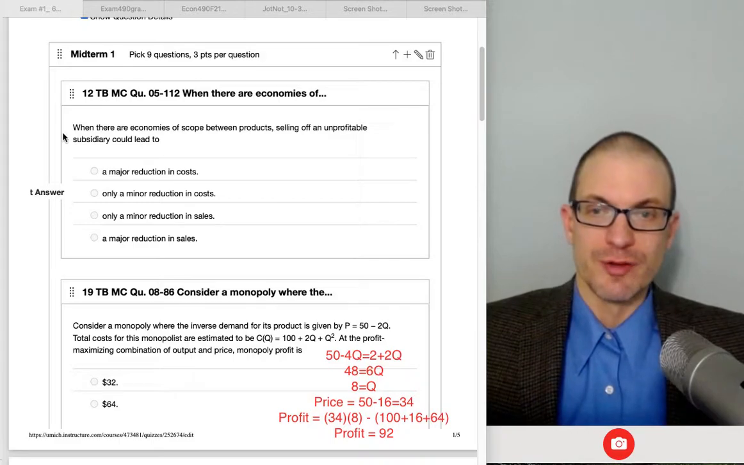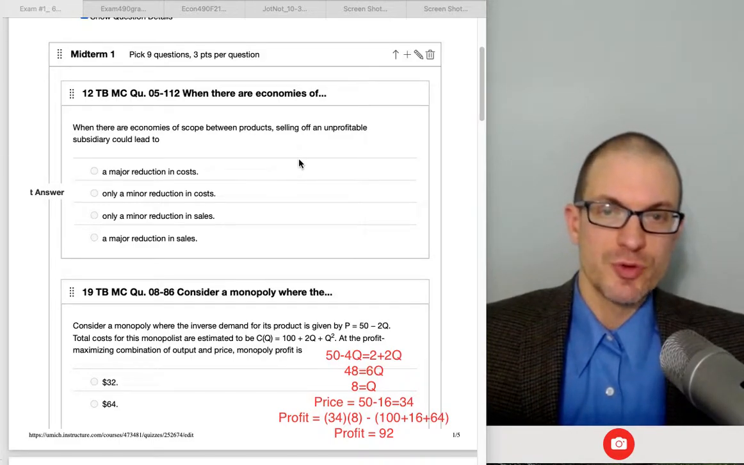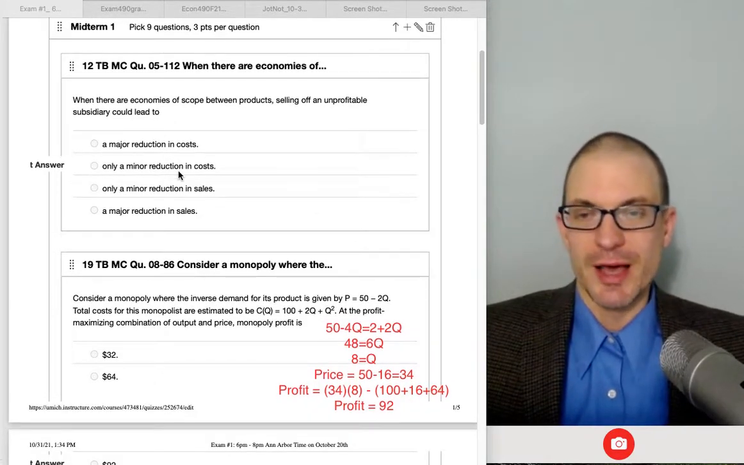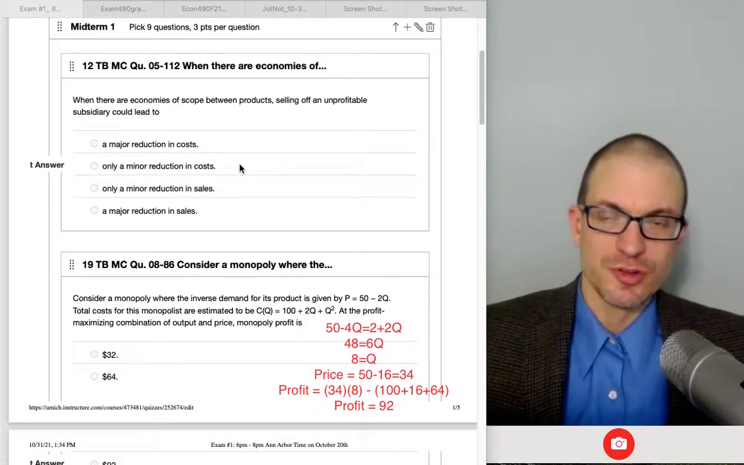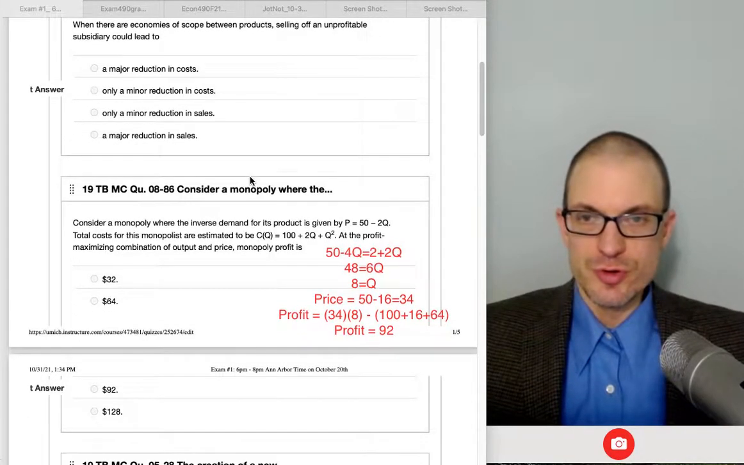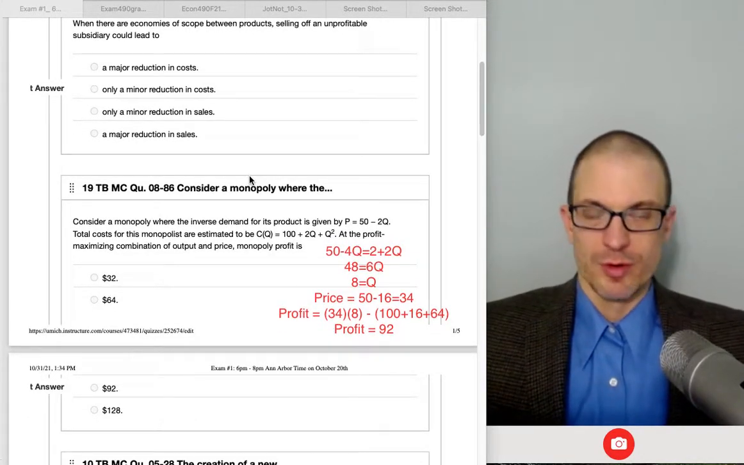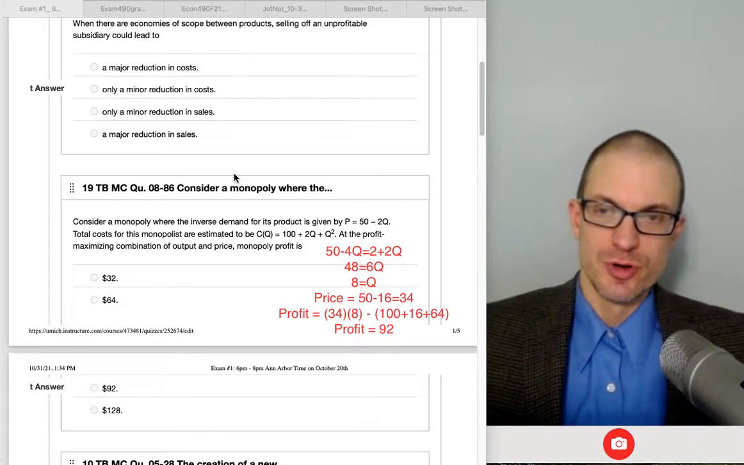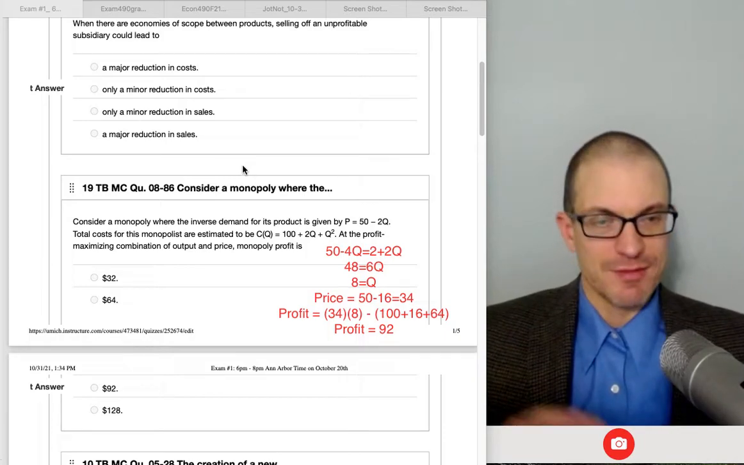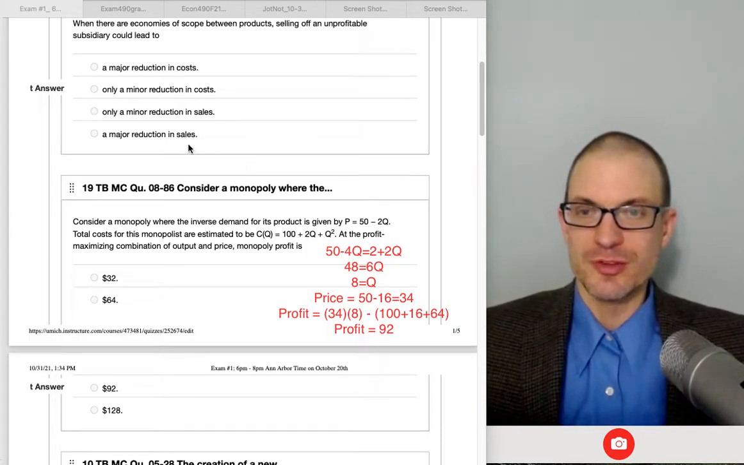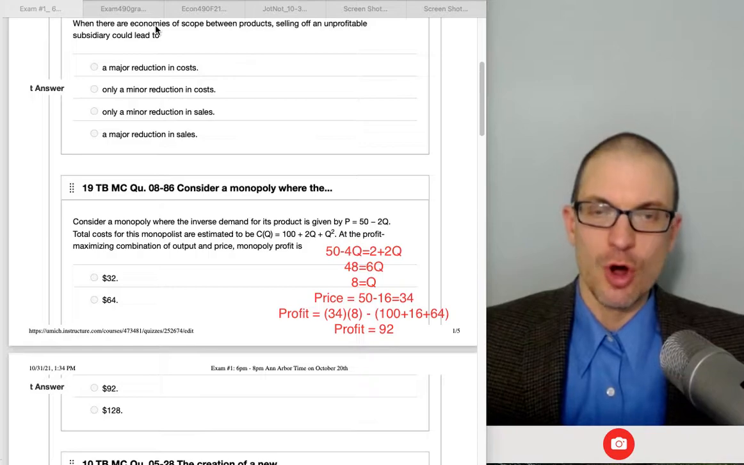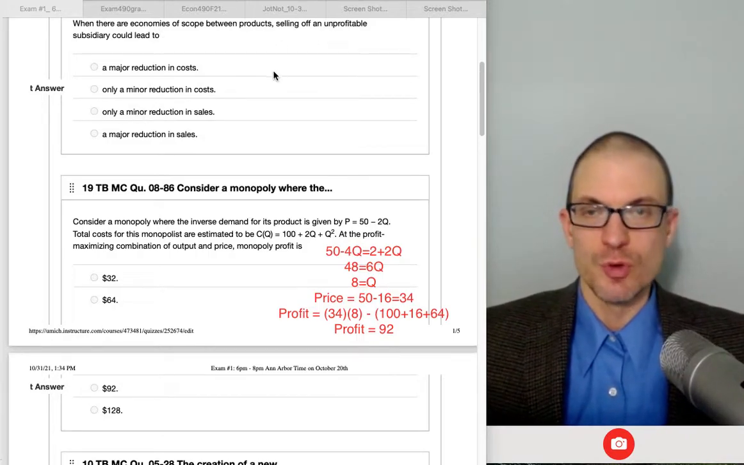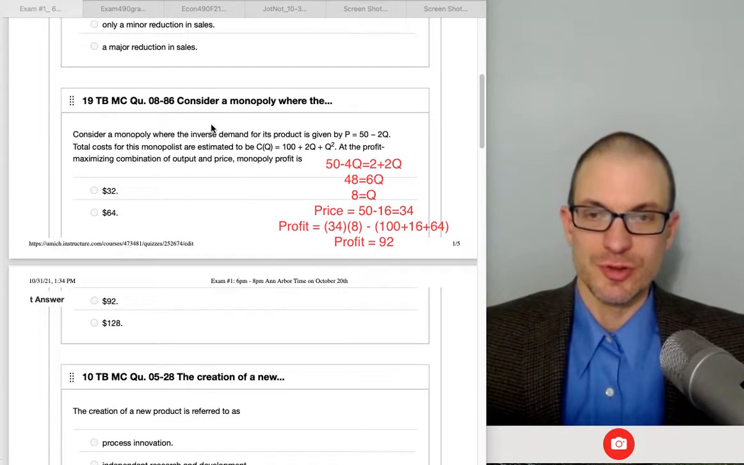Firstly, where there are economies of scope between products, selling off an unprofitable subsidiary could lead to potentially only a minor reduction in cost. Remember, with economies of scope, it's already cheaper to produce those products jointly by one firm under the same organizational structure, access to capital, and entrepreneurial and managerial talent, than it would have been to have separate entities producing those things in the first place. If we are already taking advantage of economies of scope to reduce costs overall, then maybe the costs only fall by a little bit when you stop producing one of those things over which there had been economies of scope.